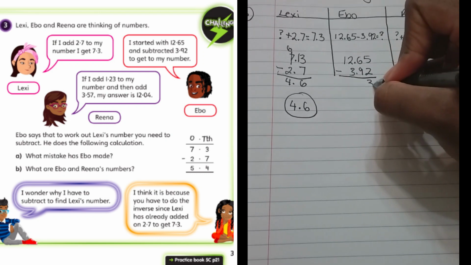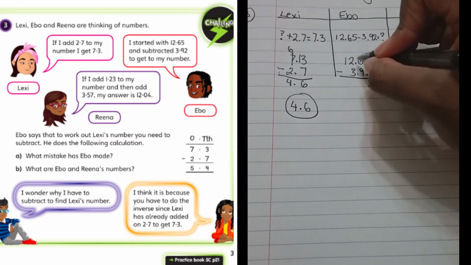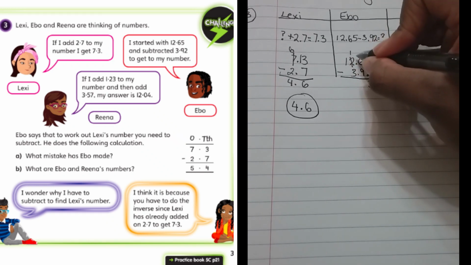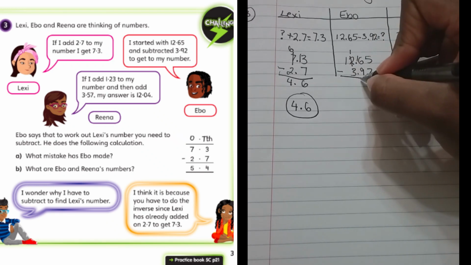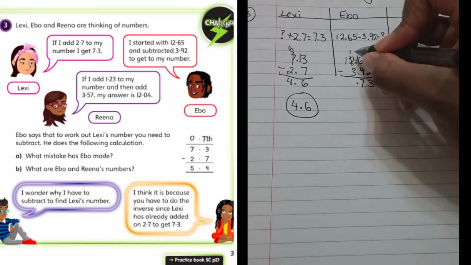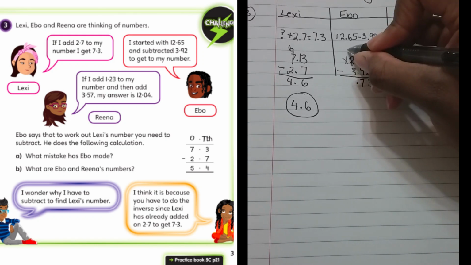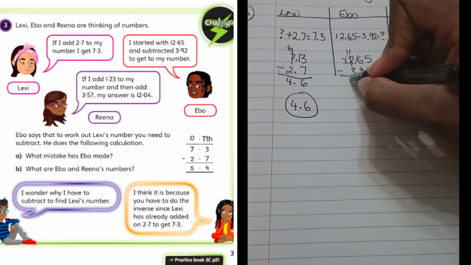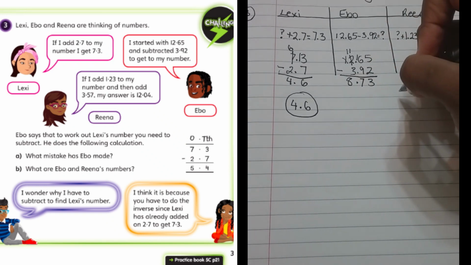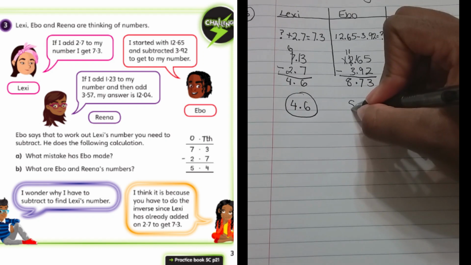5 take away 2 is 3. 6 take away 9, can't do it. So I go next door, get 10 more. 16 take away 9 is 7. 1 take away 3, I can't do it. 11 take away 3 is 8. So his mystery number is 8.73.